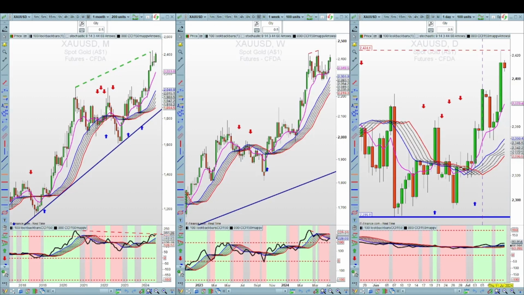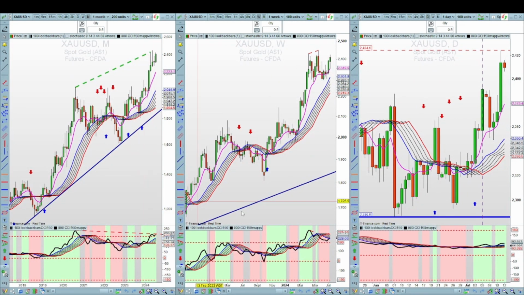So looking at gold first off, on the monthly, we've broken above the moving average range of the CCI 150. And these indicators, by the way, these moving averages are both on the price chart and also the CCI moving averages. They're in the description below should you wish to learn how to program it yourself. But you can see there it's bullish at the moment.